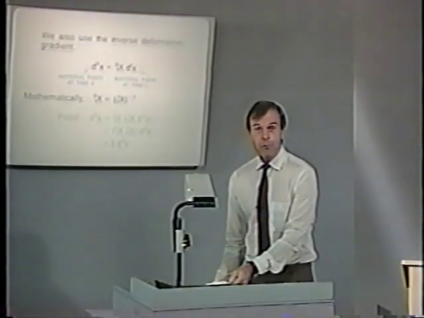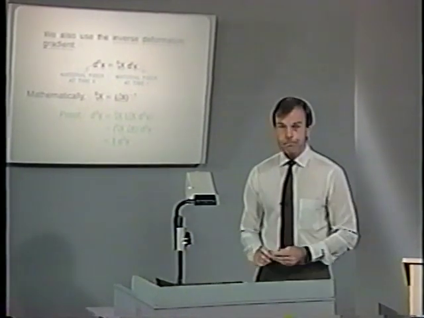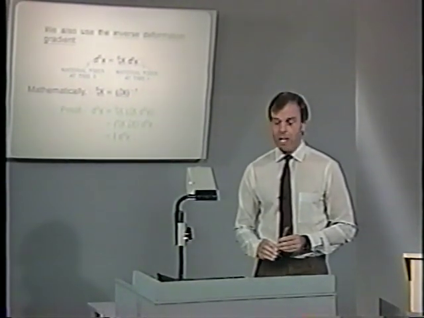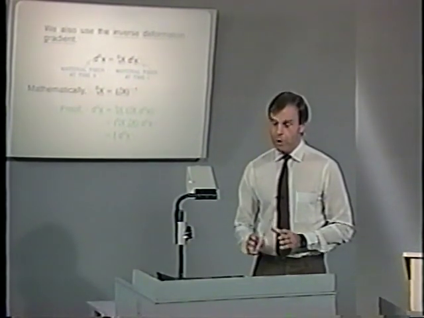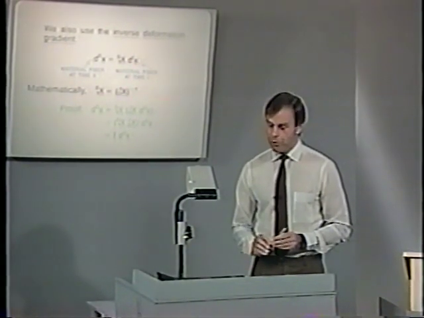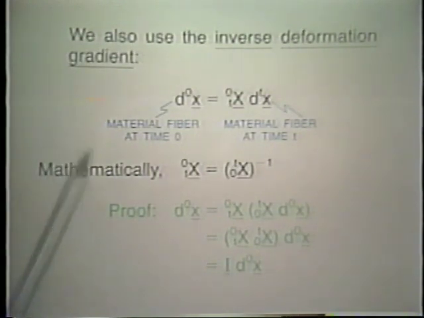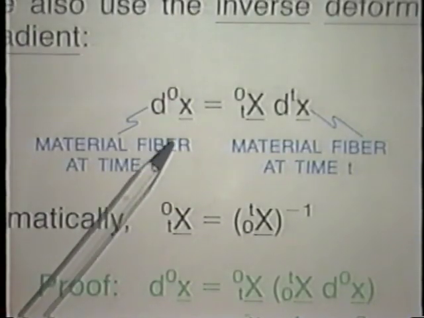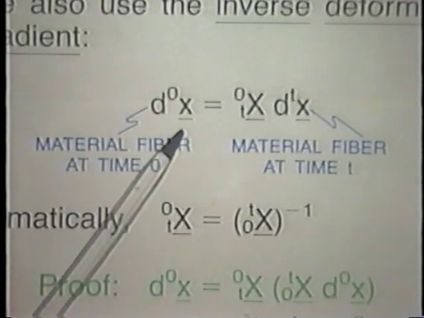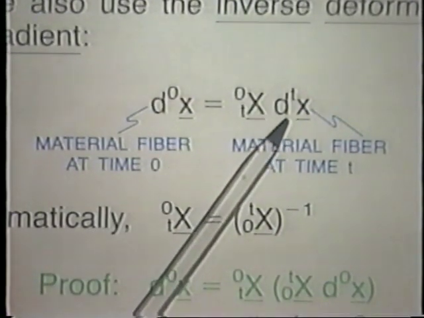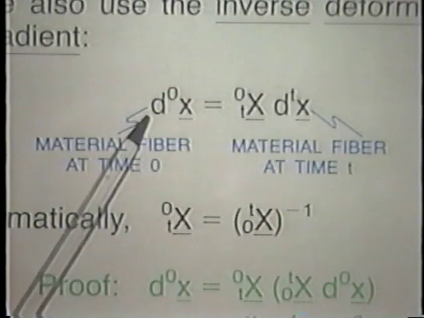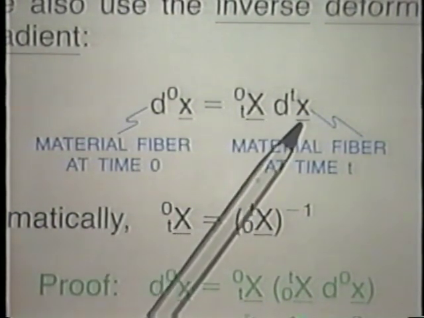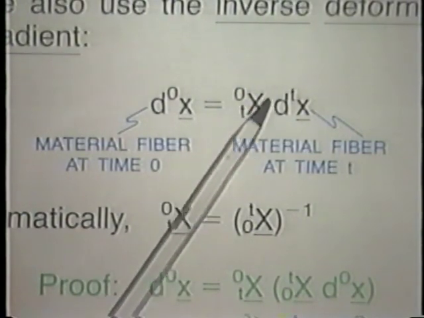We use also the inverse deformation gradient. And here on this view graph, I've just summarized a few equations regarding this inverse deformation gradient. Here we now look at an equation where on the left-hand side we have the material fiber at time 0, and on the right-hand side the material fiber at time t. In other words, d0x on the left-hand side and dtx on the right-hand side. The inverse deformation gradient stands right here.